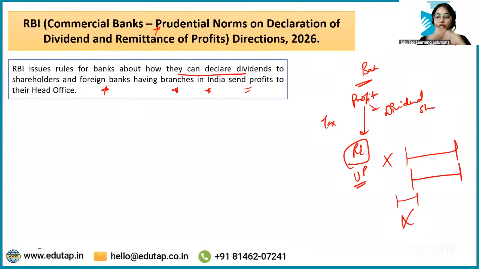So RBI is saying that you have to be very careful when you are providing dividend to the shareholders. The banks have to keep in mind that they have enough money, retained earnings, with themselves, so that they can handle distress and continue their future operations.